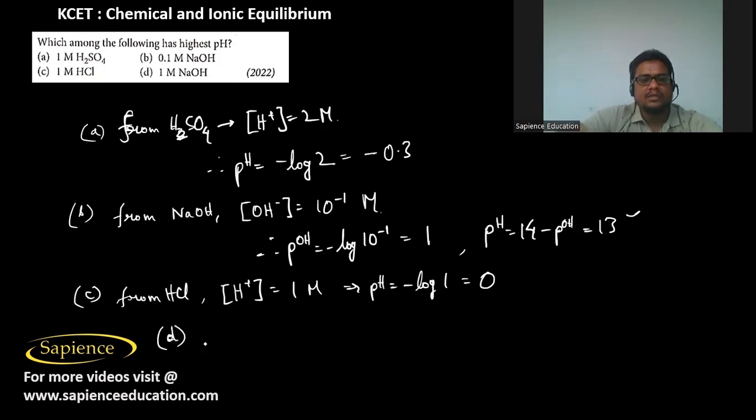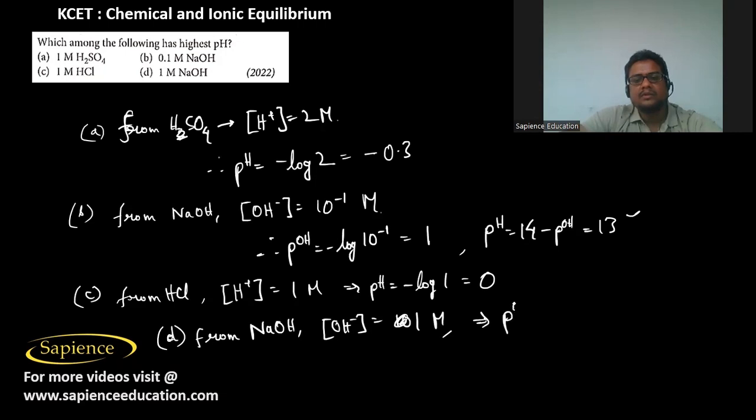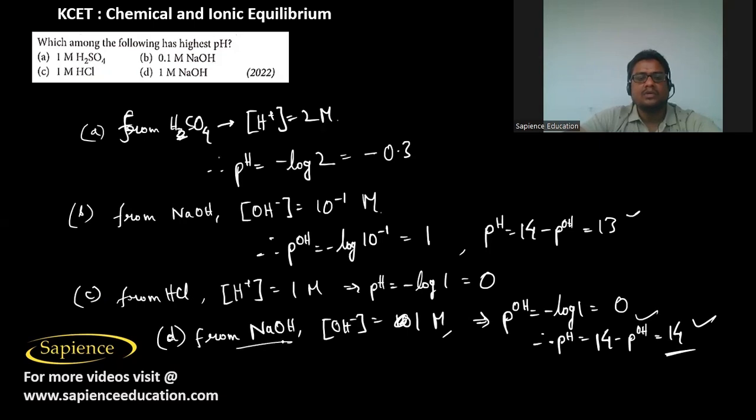And in option D, that is from NaOH, we will obtain hydroxide ion. So the concentration of hydroxide ion is equal to 10 power 0, meaning 1 molar. So therefore here the pOH is equal to minus log of OH concentration, that is 1, which is equal to 0. So therefore pH will be equal to 14 minus pOH, that is equal to 14. So it means the highest value of pH is in 1 molar NaOH. So option D is the correct answer.